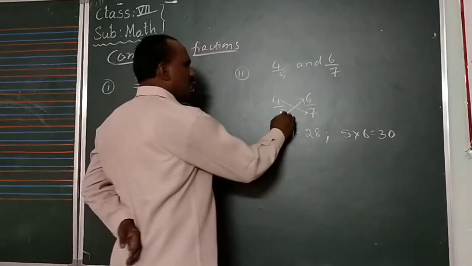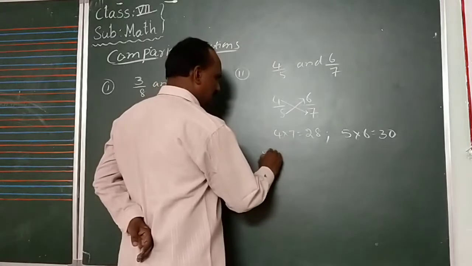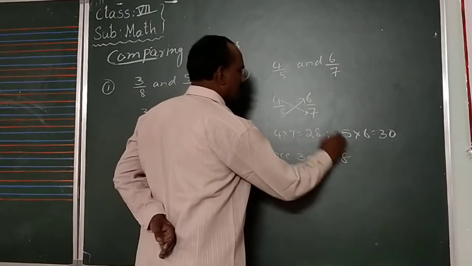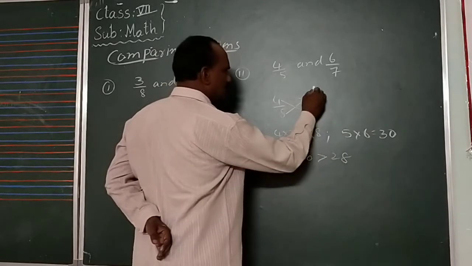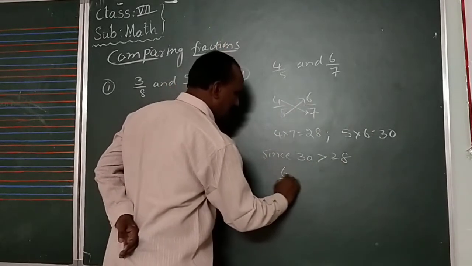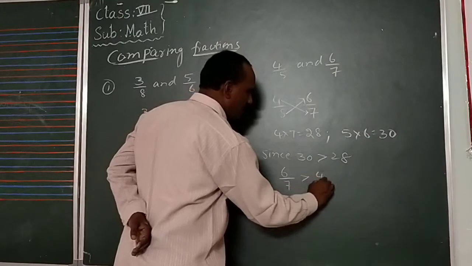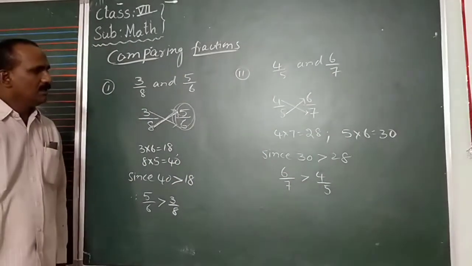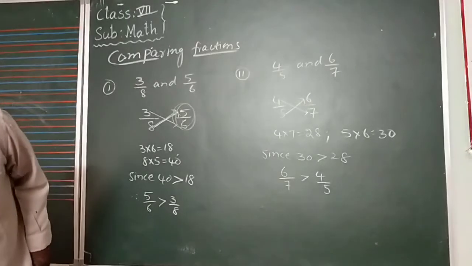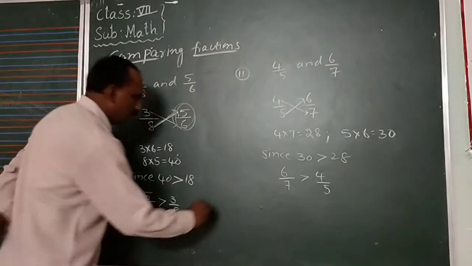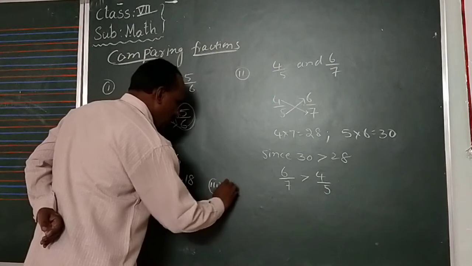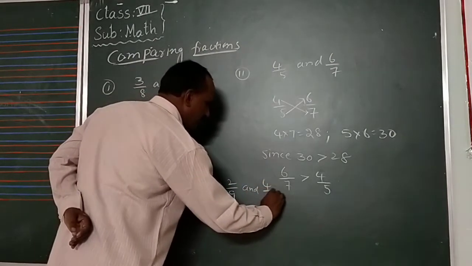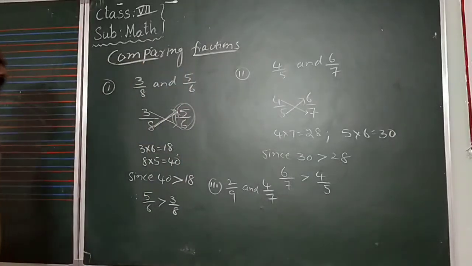Which is the bigger one? Since 30 is greater than 28, 6/7 is greater than 4/5. Like this method. Next, one more problem: the third one, 2/9 and 4/7.